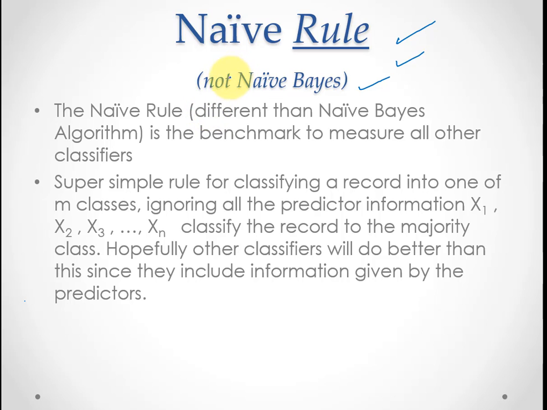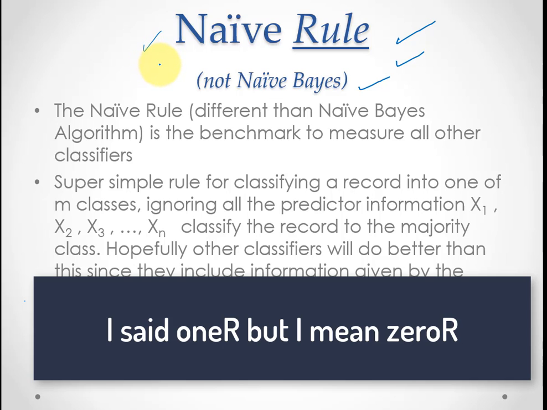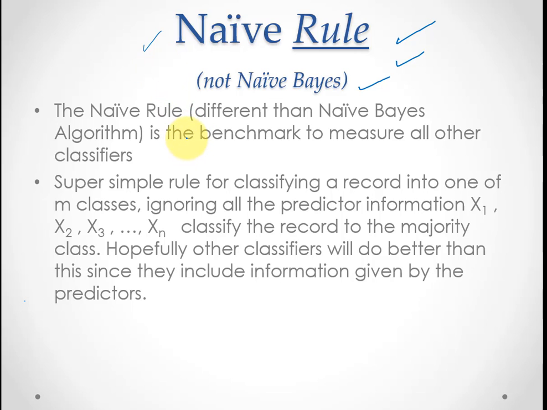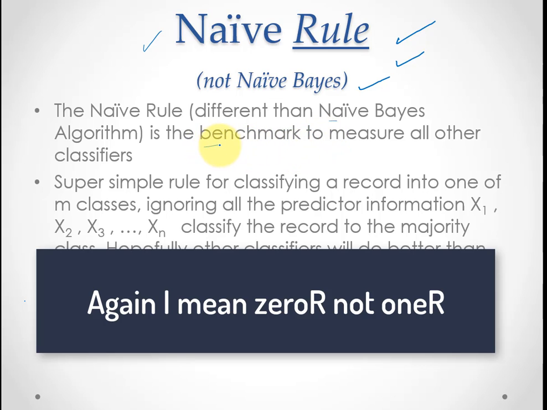Okay, so let's talk about the naive rule. And to give you a hint, the naive rule is just the Weka 1R rule. We're going to talk about it in slightly different terms here, but that's all it is. The naive rule, which is different than the naive Bayes algorithm, is the benchmark to measure all other classifiers. And remember, we talked about 1R as being a benchmark.